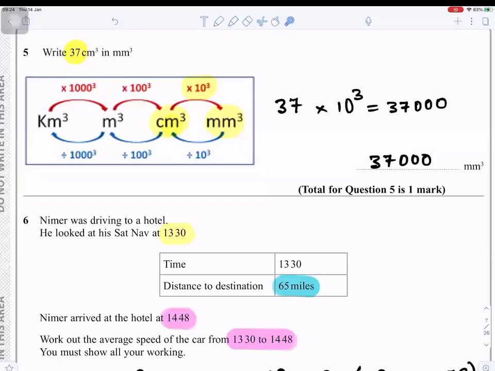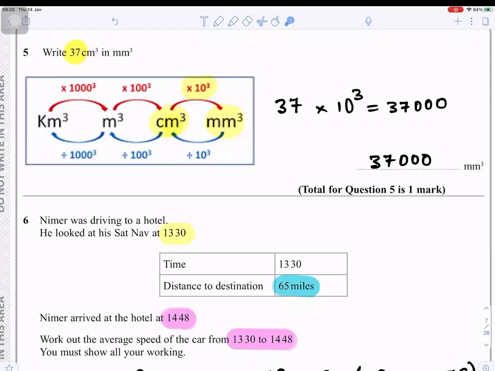Question number 5. Write 37 centimeters cubed in millimeters cubed. If you look at what I've written there, it's giving you the formula for the conversion scale. We have highlighted centimeters cubed and millimeters cubed in yellow. So to change from centimeters cubed to millimeters cubed, you multiply by 1000. So 37 times 1000 gives you 37,000.